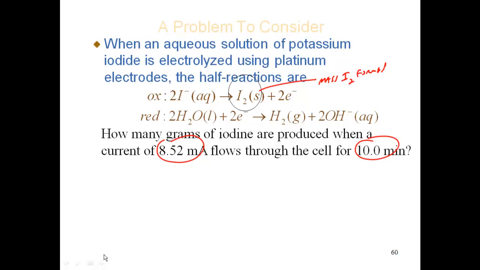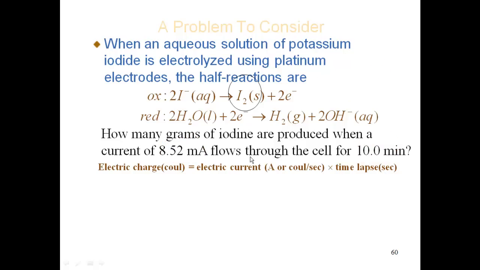Now remember, when we plug into the equation, we have to plug in certain units. We know the equation is electric charge, in coulombs, is equal to electric current in amps, which is coulombs per second, times the time lapse in seconds. So I want to plug this current in as amperage. That's in milliamps, so we know there's a conversion factor. There's 1,000 milliamps for every 1 amp.